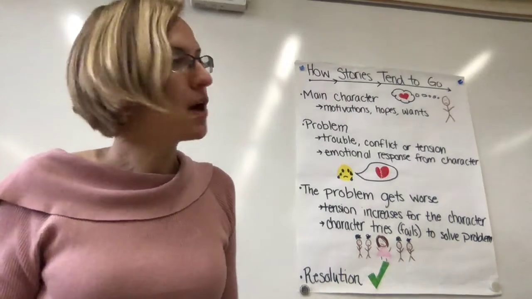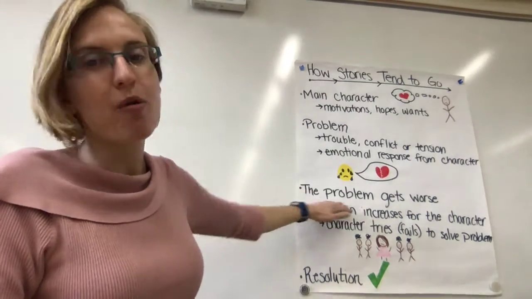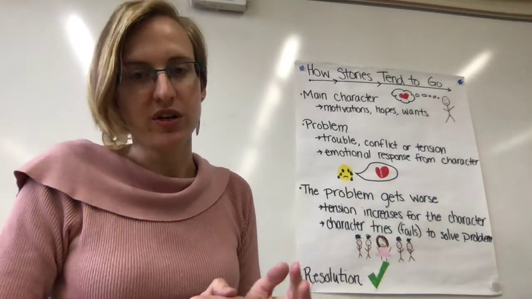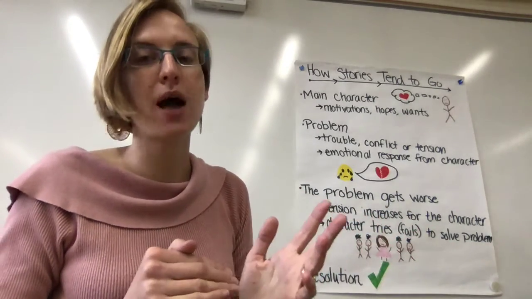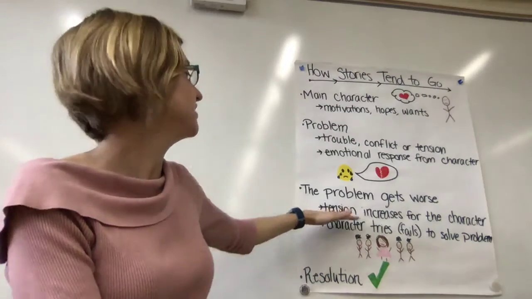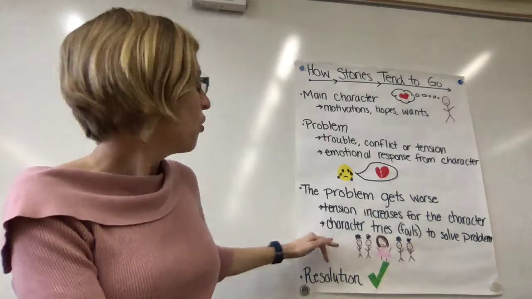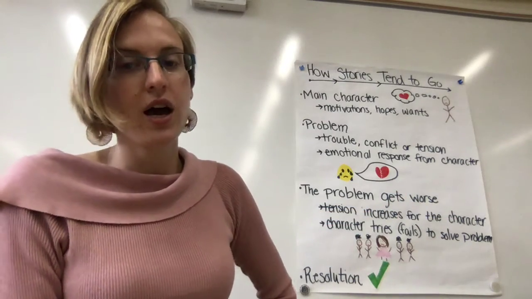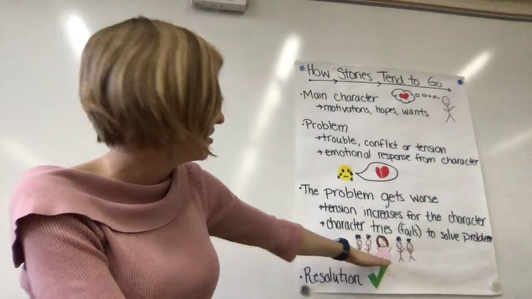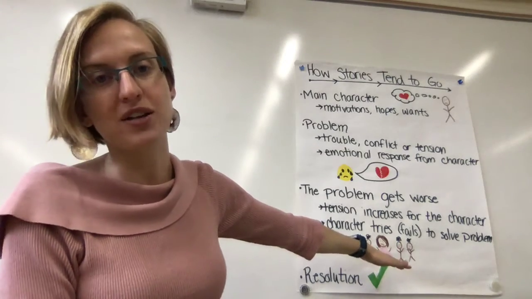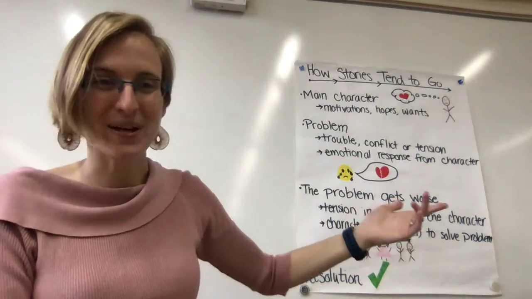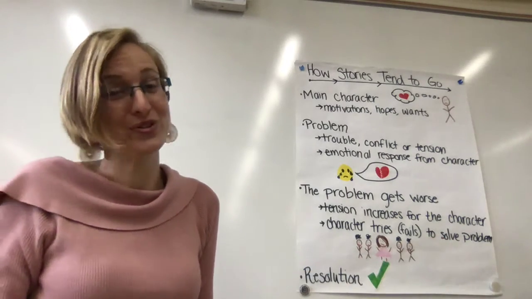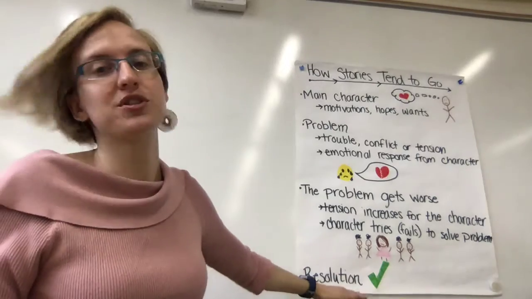Okay? And now, before the problem can get better, the problem always gets worse in stories. So, think about who your main character is, what their problem is, and how the problem gets worse. This is how the tension increases for the character, or the character tries and fails to solve a problem sometimes. Like in Tiger Rising, Sistine's getting bullied and Rob tries to help, and at first she doesn't want his help, right? So the problem didn't actually get better when he tried. The problem actually got worse for a little while before finally there was a resolution.